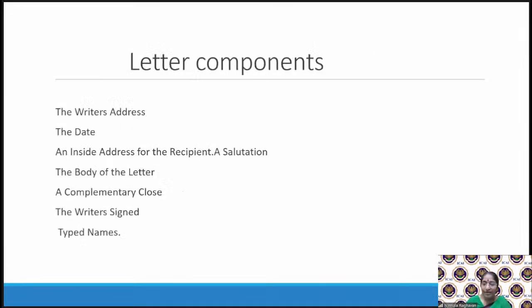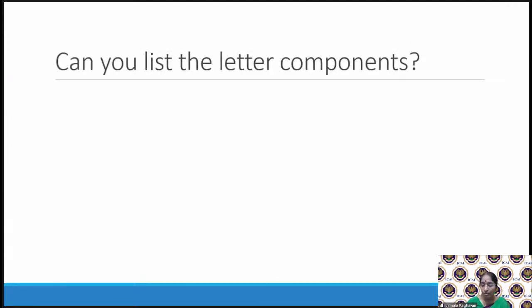Okay. Now, letter components from the beginning: the writer's address, the date, the recipient's address, the salutation, body of the letter, complimentary close, the writer's signature, and typed name. So it's not enough if you just sign. You also have to write the name in block letters so that the person who receives it is able to read the name clearly.